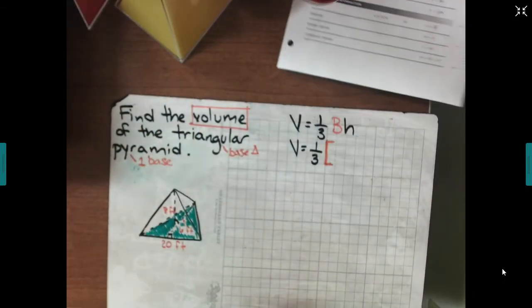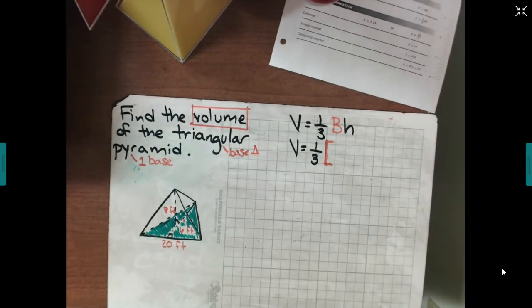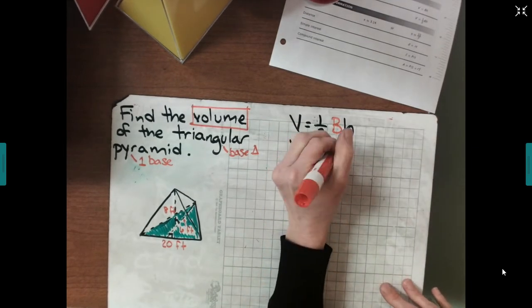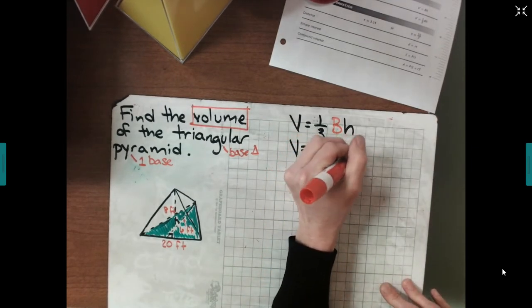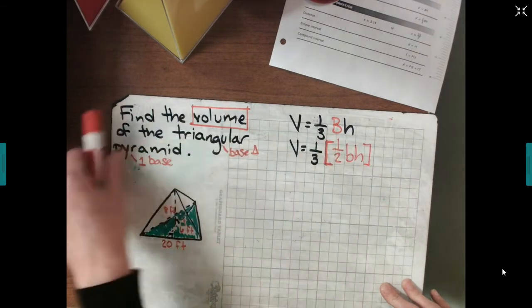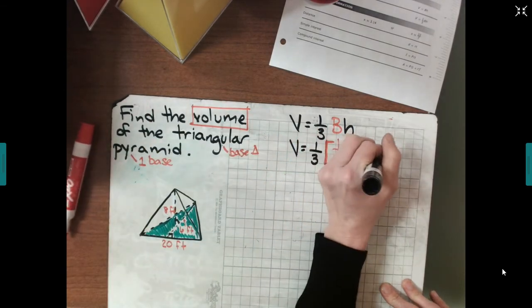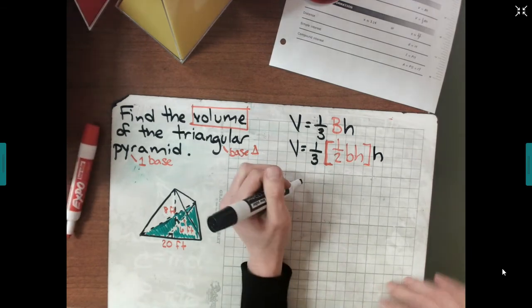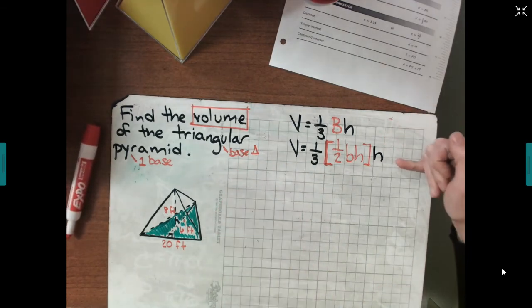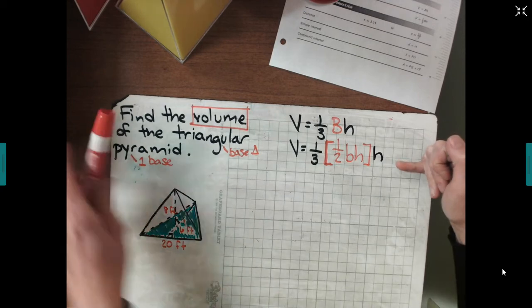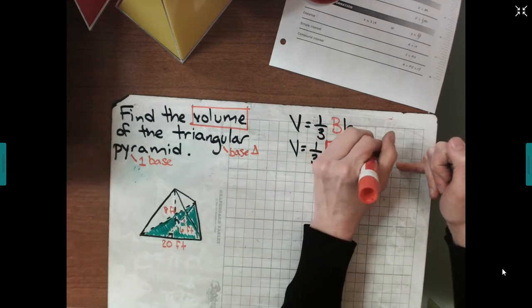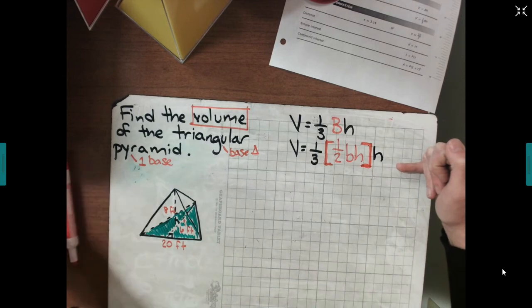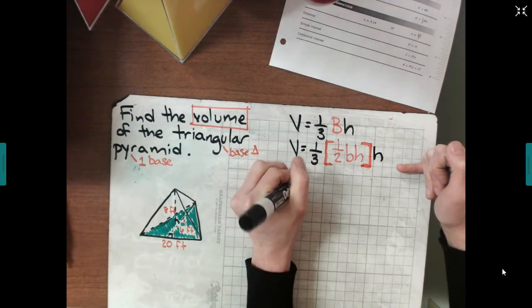Oh, okay, I can do that. 1/2 my base of my triangle and my height of my triangle. And then I'm going to multiply all of that by the height of my pyramid. All right, written my formula. I replaced the area of my base, big B, with the formula to find the area of my base. And now I plug in and solve.